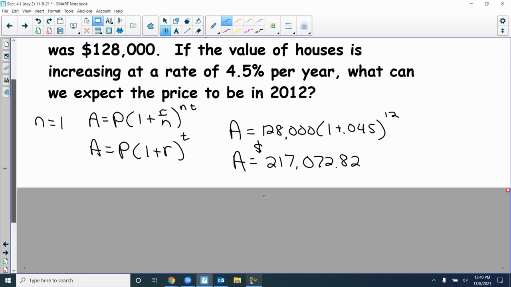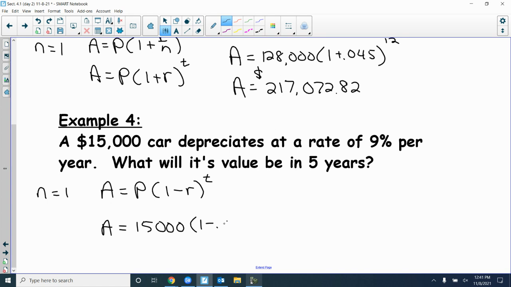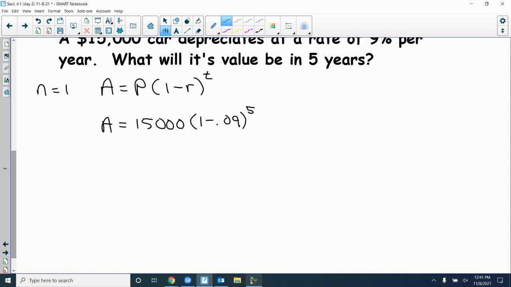So a $15,000 car depreciates at a rate of 9% per year. It's per year, so N is 1. Now the amount will be the principal times 1 minus R to the T power if it's going down. Subtract that rate. So over here, after 5 years, my amount will be 15,000 times 1 minus 0.09 to the 5th power.